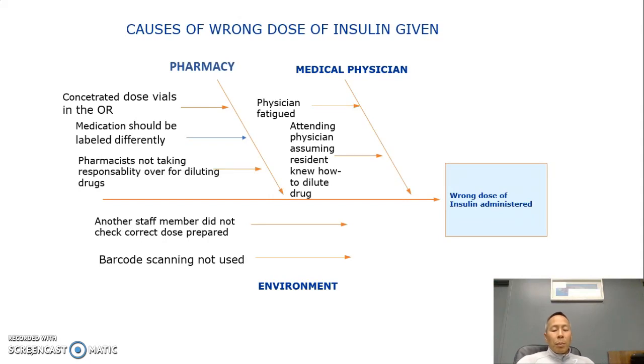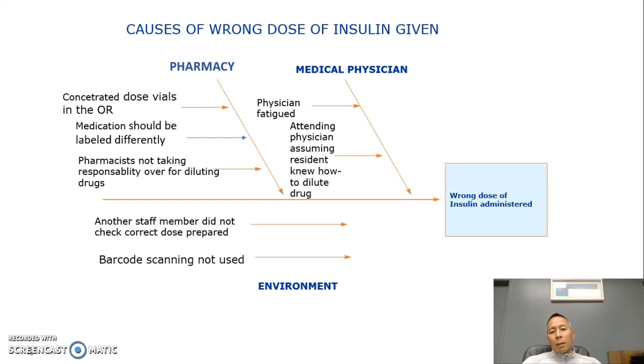Take a look. Top left, first of all, the pharmacy. They should not have concentrated dose vials in the OR. Obviously, the medication should be labeled differently, possibly color coded, so that people will know automatically which medication is which and what it stands for. Pharmacists should take responsibility for diluting the drugs. That's one cause that didn't happen that led to the effect.